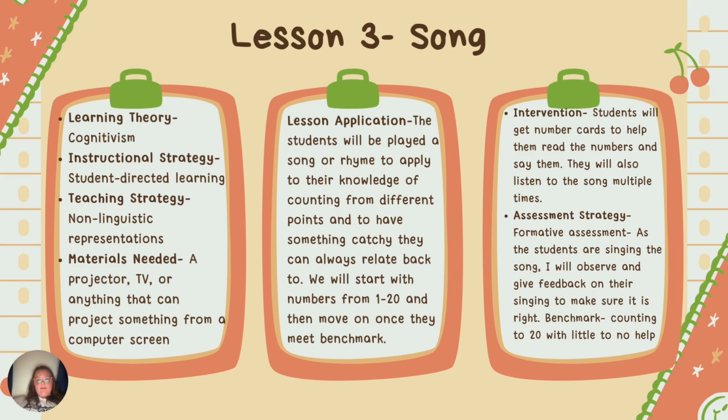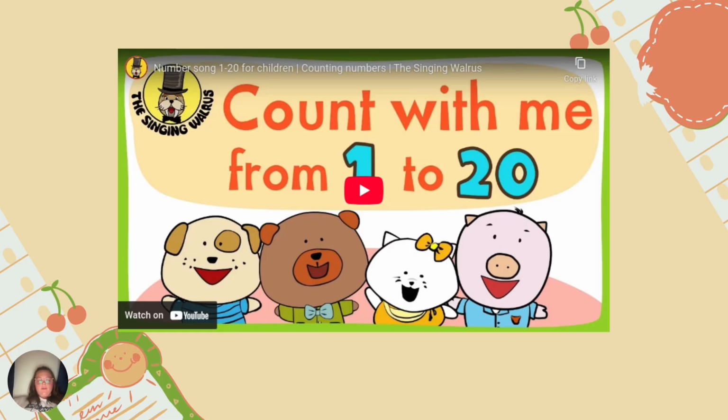I will be using a formative assessment. The students will be singing, and I will observe them and give them feedback to make sure they're singing it the correct way. The benchmark will be for them to count to 20 with little to no help. A song I would use would be Count With Me from 1 to 20 by the Singing Walrus.